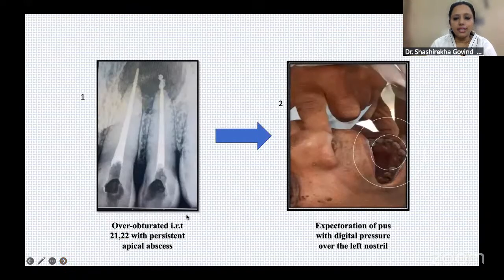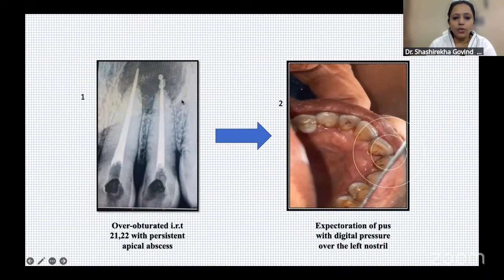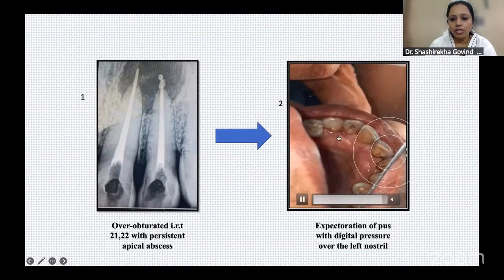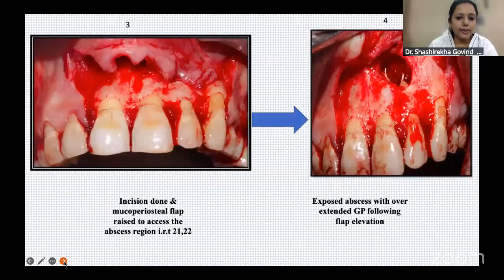There is another case showing an intraoral swelling, but through the nose, he presented with pus discharge when we pressed onto the nose, as you can see in this video, where a huge lesion was there. On pressing around the nostrils, there was a pus discharge through the canal. For this, we had to do a surgery. We had to do a surgical approach.